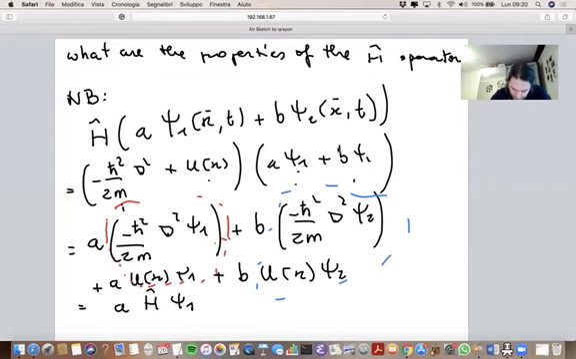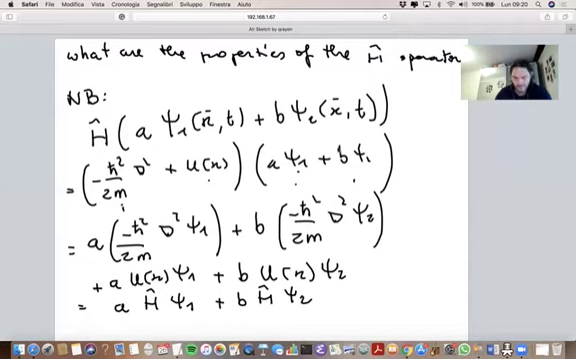So the result of this complicated stuff is simply a H psi1 plus b H psi2. So the action of H on a linear combination of functions is the linear combination of the action of H on each of the functions.